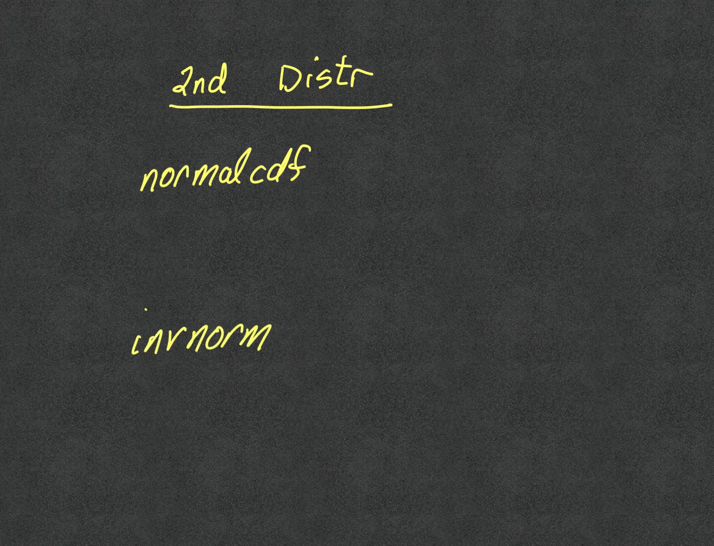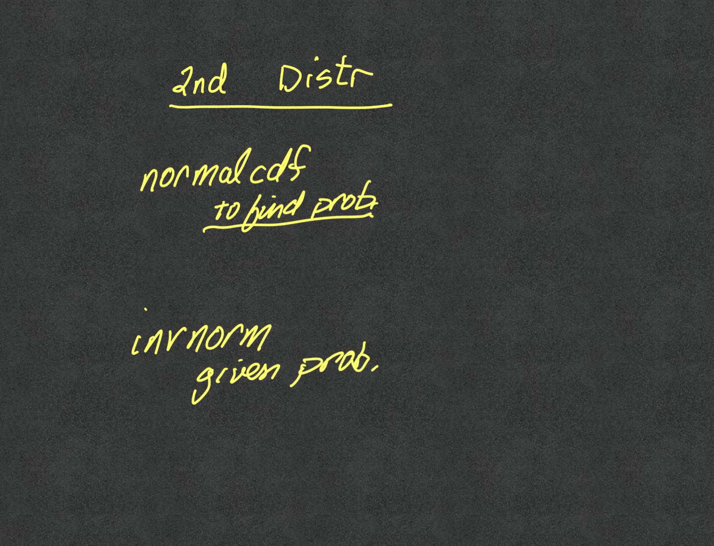So how do I know which one to use? Well, if I want to find a probability, I use the normal CDF. If I'm given the probability, I want to use the inverse normal. So how do I do that? We already know how to do it with a standard normal curve, but do you know that you can use this with any normal curve?